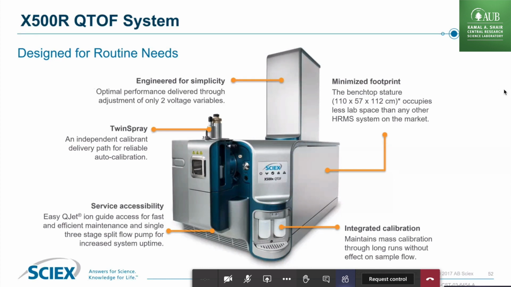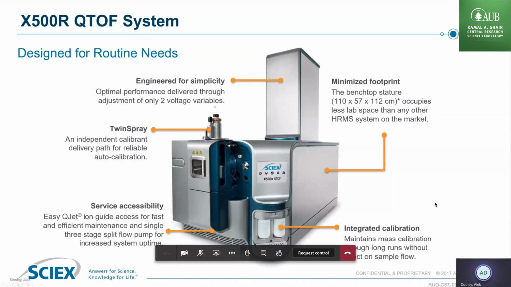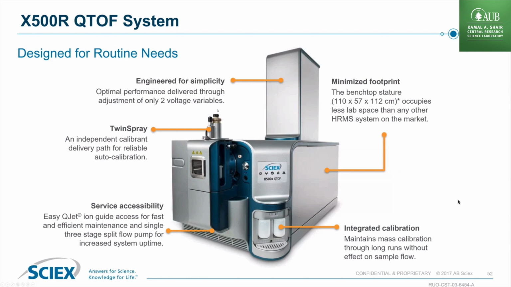And one of those channels is for the calibrant, and one of them is for the LC. So you will see actually coming out of the instrument another line that goes up to the source. So you have 2 tube connections to the top of the source there.